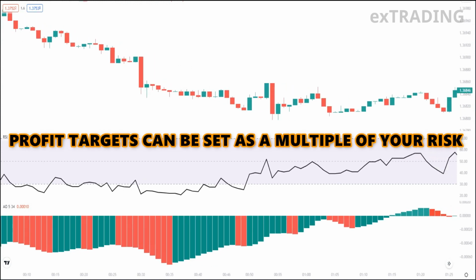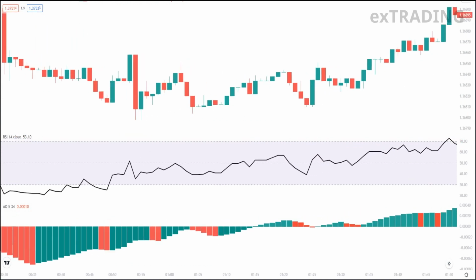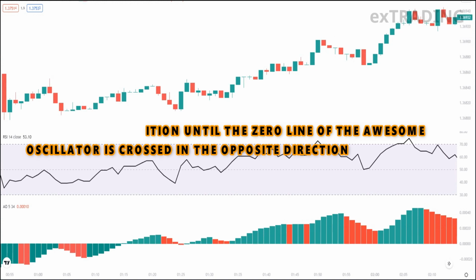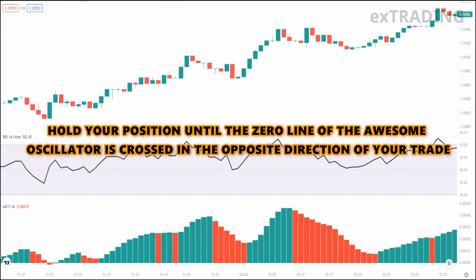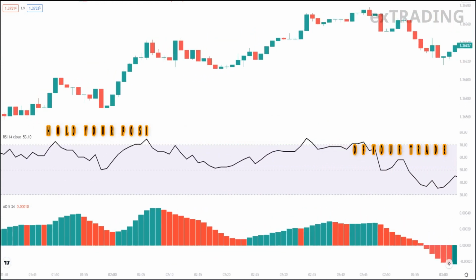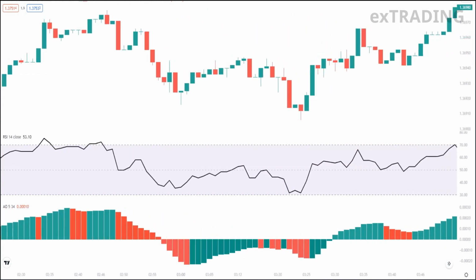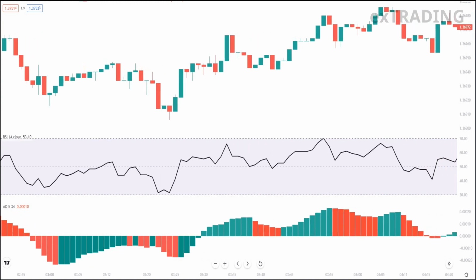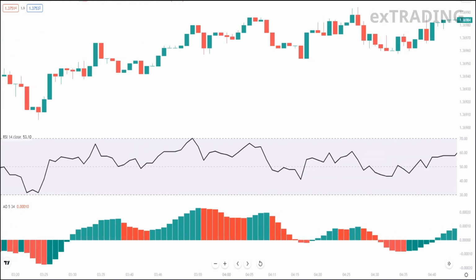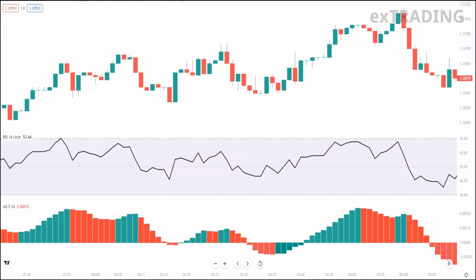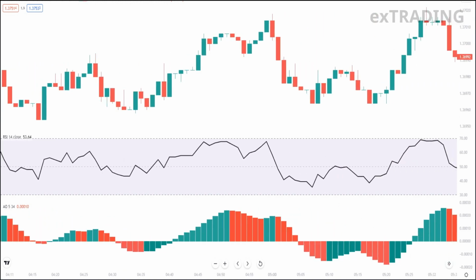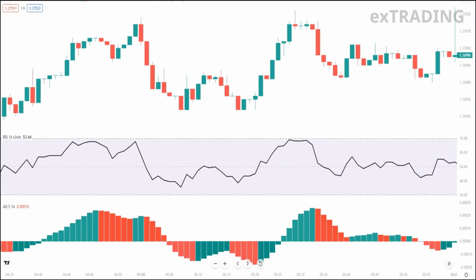Profit targets can be set as a multiple of your risk, or for a more trend-following approach, hold your position until the zero line of the awesome oscillator is crossed in the opposite direction of your trade. Picking tops and bottoms is rare, but it can be done at times. Perhaps even consider getting out with an oversold, overbought condition, however the markets can stay in that condition for quite a while. It does not mean the trend is reversing.